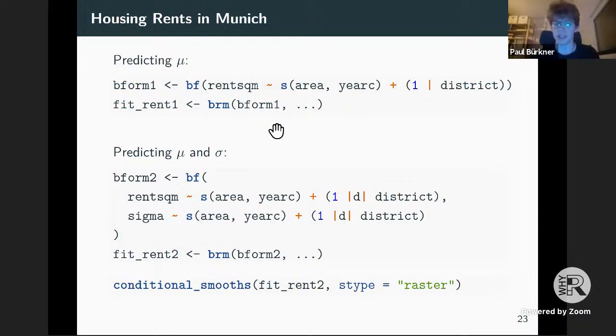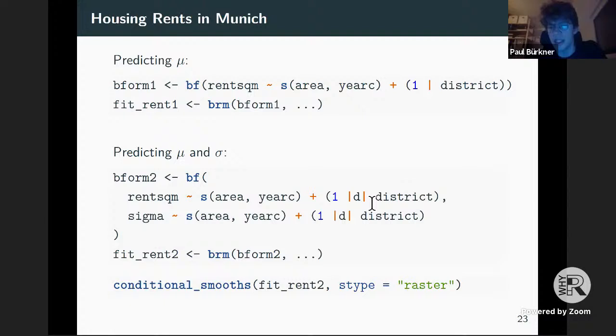In this case, because that's a normal likelihood, the residual standard deviation sigma. So we're going to predict the mean of rent per square meter by area and construction year. And also the residual standard deviation sigma is predicted by a spline of area and construction year, again with a varying intercept. And I've added another feature here to this model, which is that instead of one pipe, I used two pipes and wrote D in the middle.